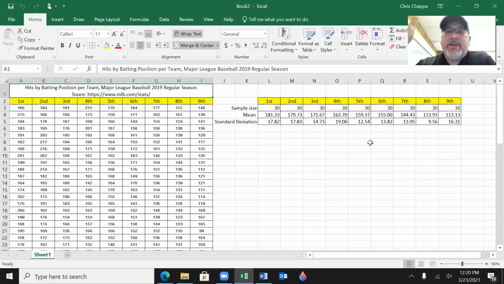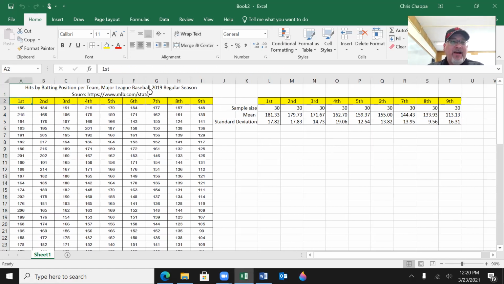If you're not familiar with baseball, that's okay. All you need to know right now is that there are 9 positions in the batting order, and when you're up to bat, you can get a hit. So what do we have here? Well, in each column, we have the number of hits obtained for all the different teams in Major League Baseball in the year 2019.